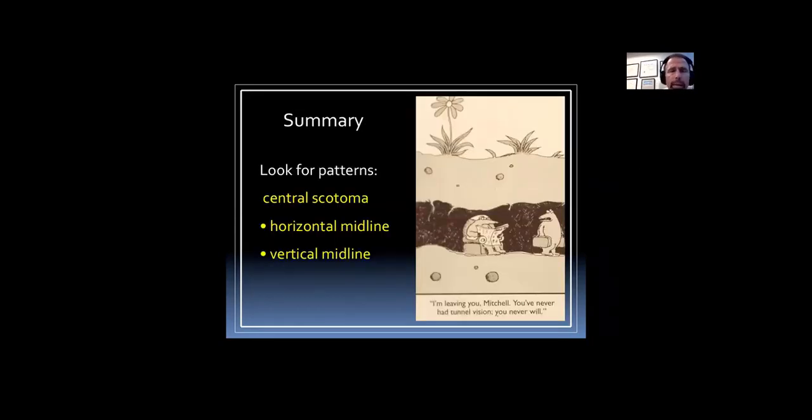So in summary, when you look at visual fields, certainly you want to look at the reliability coefficients. You want to make sure the person is reliable. That said, if the person's not that reliable and there are obvious field defects, homonymous hemianopsia, it doesn't mean you disregard the visual field testing. You're going to look for patterns. You're going to look centrally. You're going to look at the horizontal midline. You're going to look at the vertical midline. And then hopefully characterize the field defect and then make the correct diagnosis and order the appropriate imaging studies.